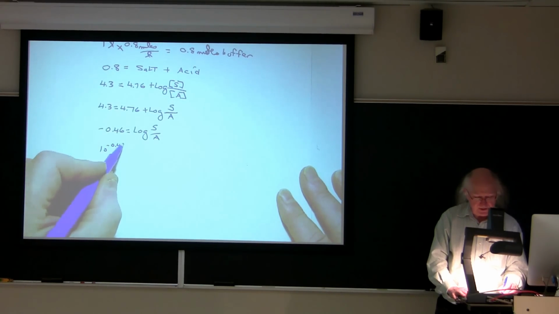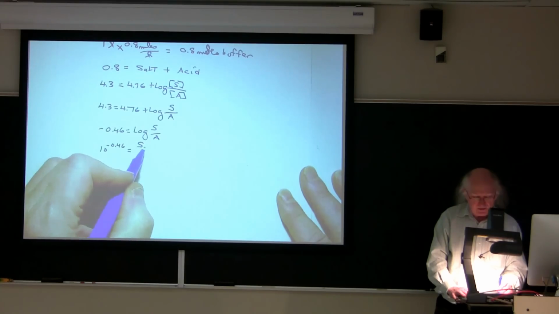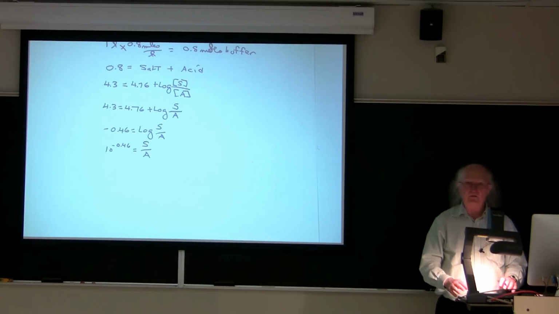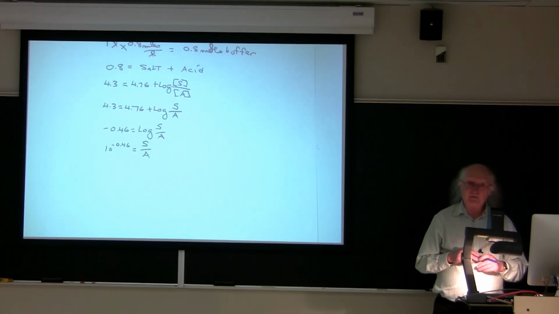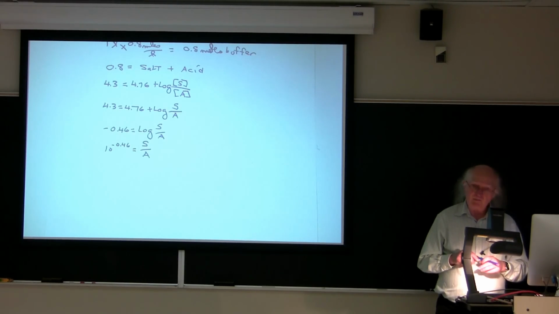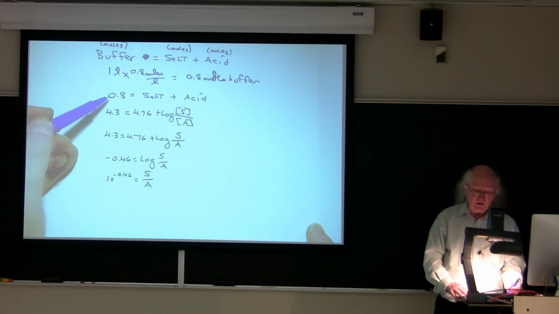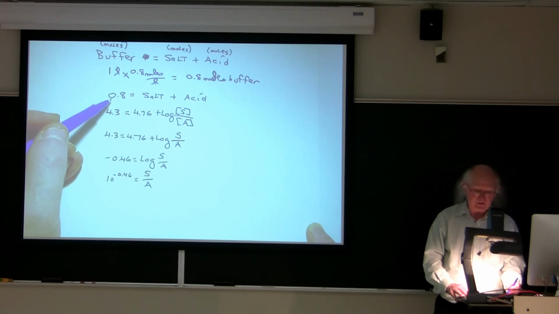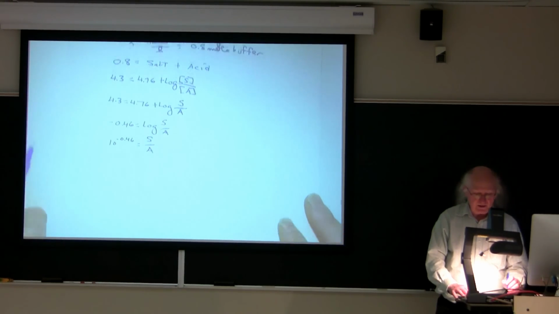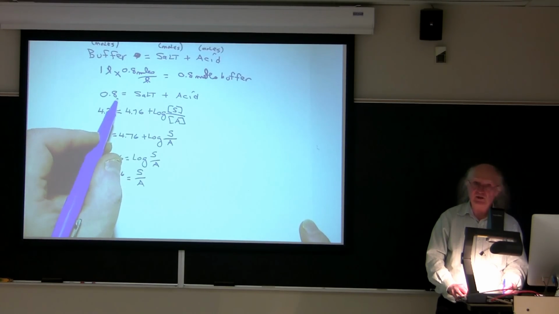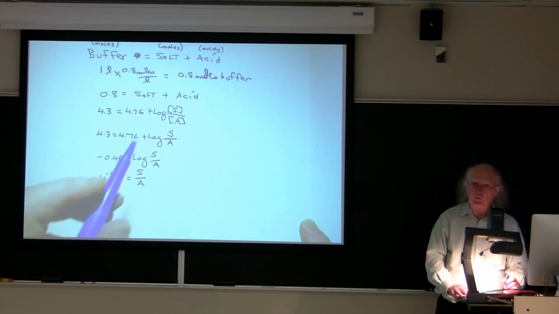10 to the minus 0.46, therefore, is equal to the ratio of the number of moles of salt to the number of moles of acid. Well, remember that the problem asks not for the ratio, but for the number of moles of each. Well, this is two unknowns in one equation, and of course, we can't solve two unknowns in one equation. But we remember that earlier we had an equation that also involved moles of salt and acid, and that equation was shown up here.